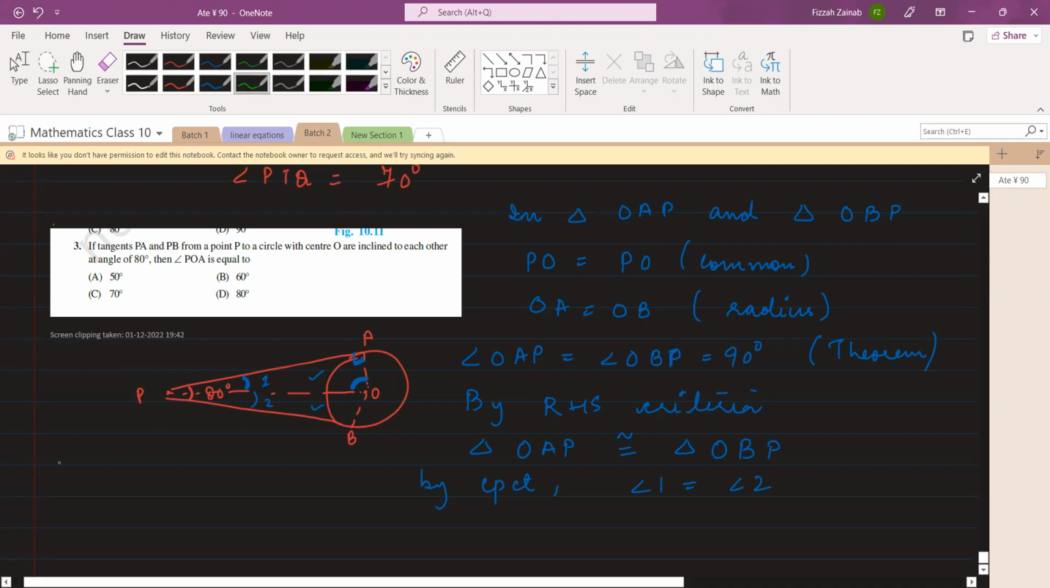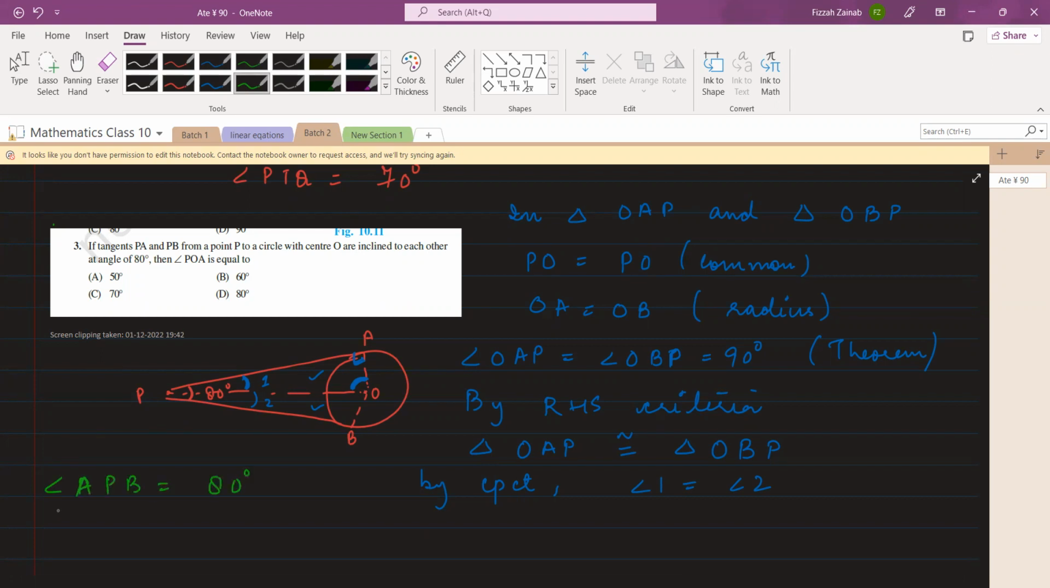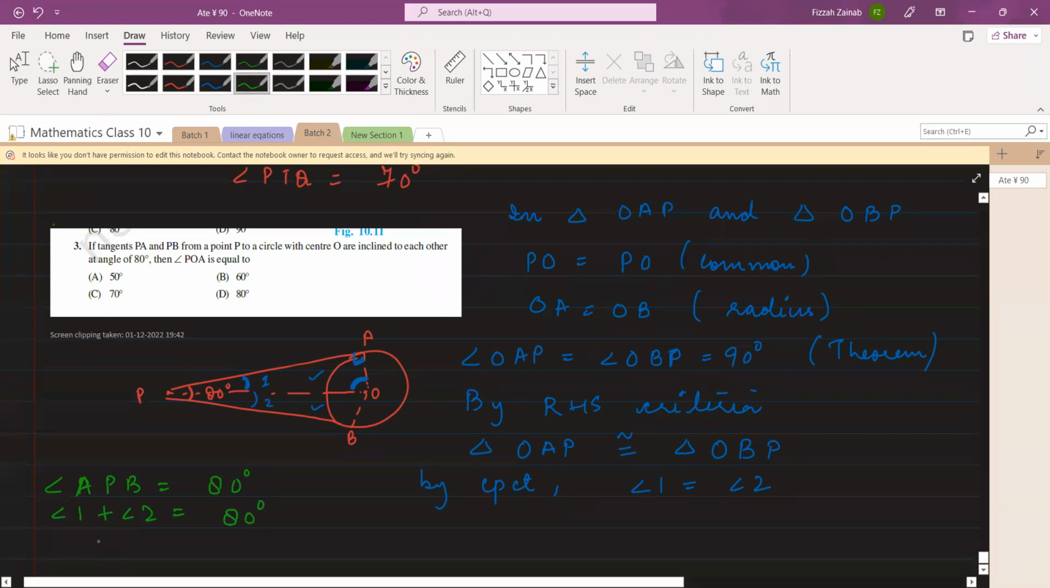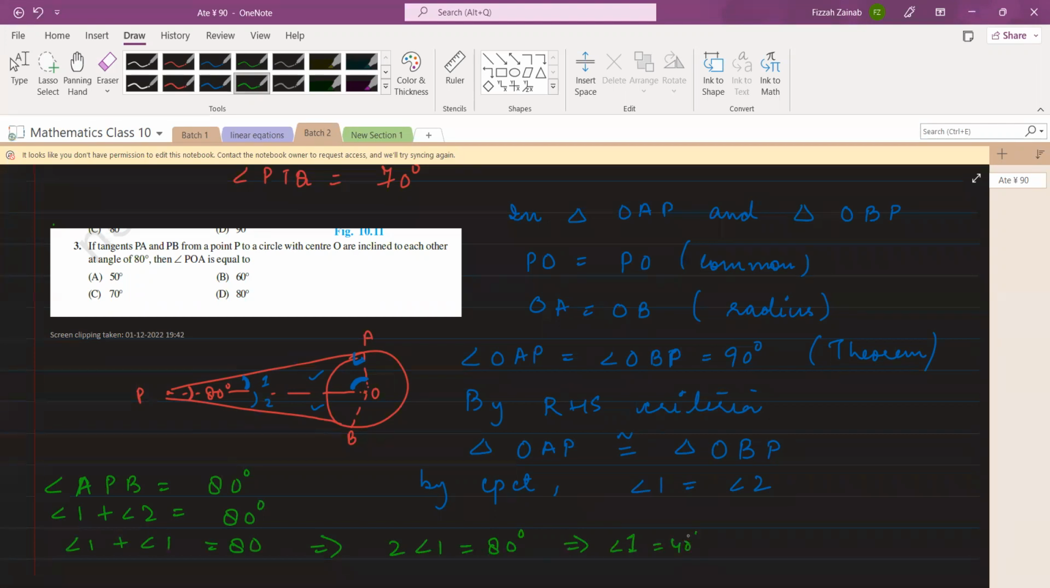Yes, ma'am. Okay. Now since both the angles are equal, so obviously angle 1 is 40 degree. From common sense you can say, or you can show also that angle APB complete is 80 degree, right? So you can break it. So angle 1 plus angle 2 is equal to 80 degree. Angle 1 plus angle 1 is equal to 80 degree because 1 and 2 are equal. So twice of angle 1 is 80 degree, and that implies that angle 1 is 40 degree. Okay. So angle 1 is 40.